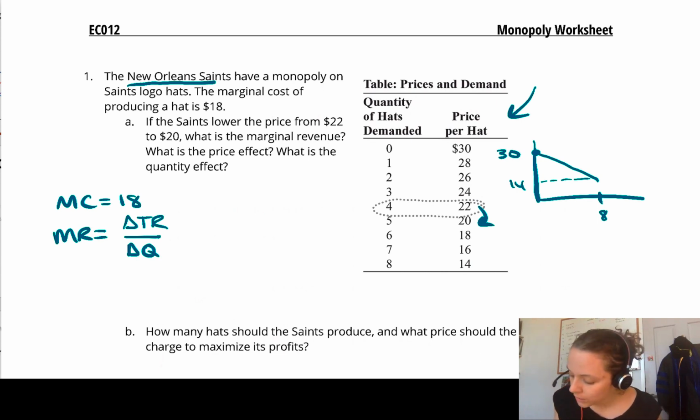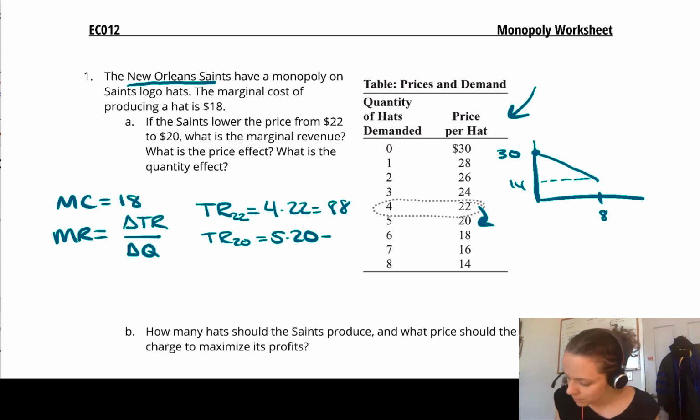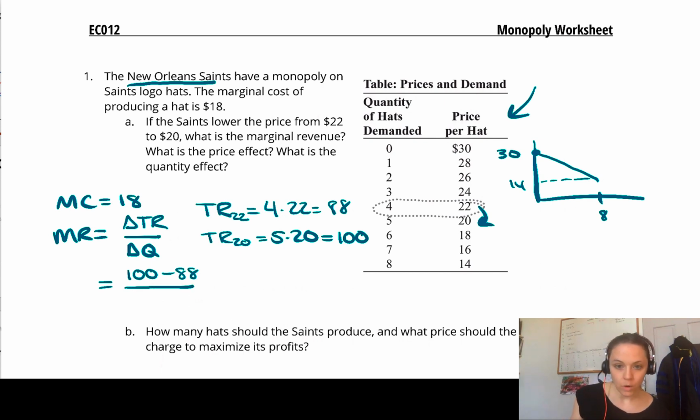Okay, so what is the total revenue initially at $22? It is equal to 4 times 22, which is 88. And then what is the total revenue at 20? It's going to be 5 times 20. And we can see this trade-off. We're selling more things but at a lower price, and so this is going to be 100. So essentially, the marginal revenue is going to be 100 minus 88 over the change in quantity, and in this case, the change in quantity is 1. So the marginal revenue is going to be $22.